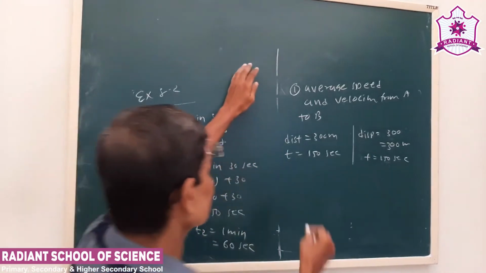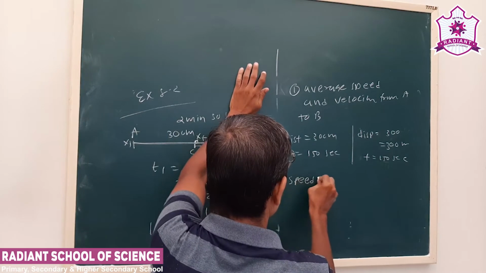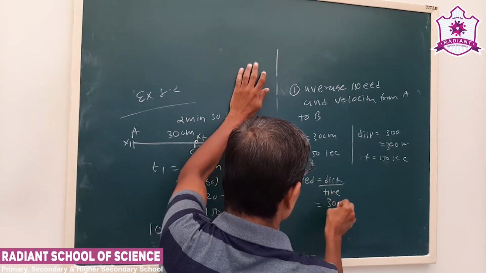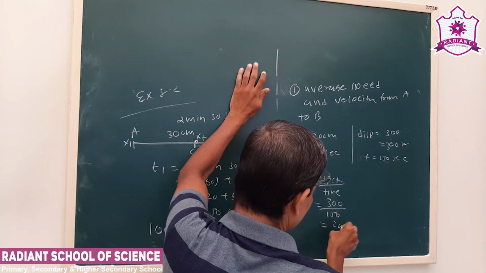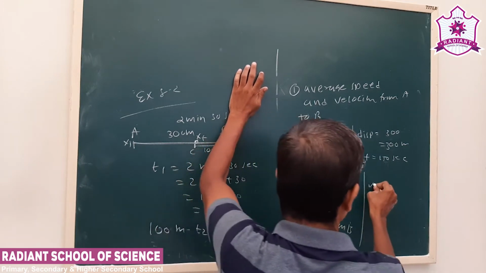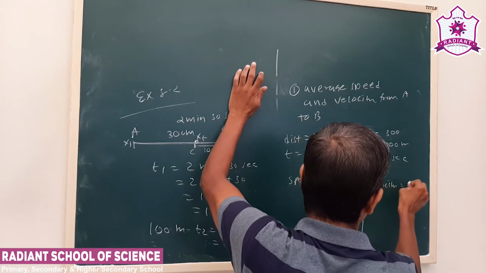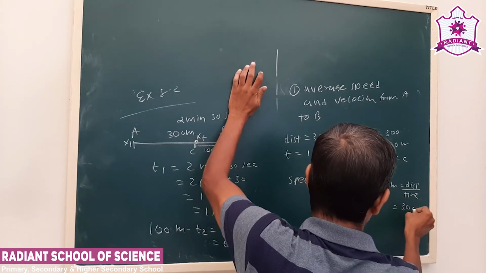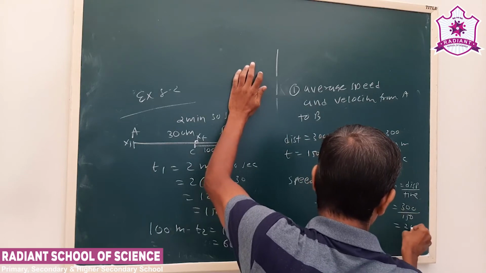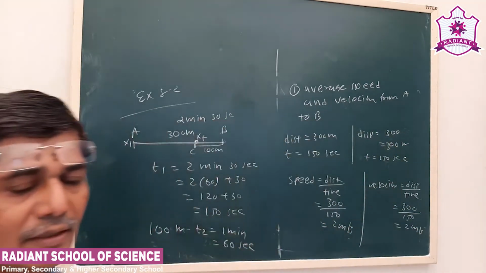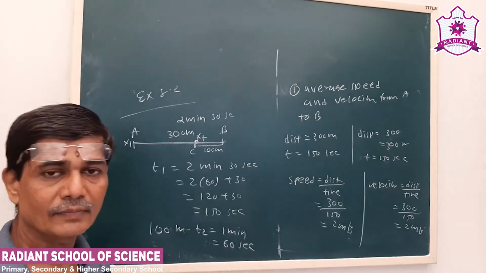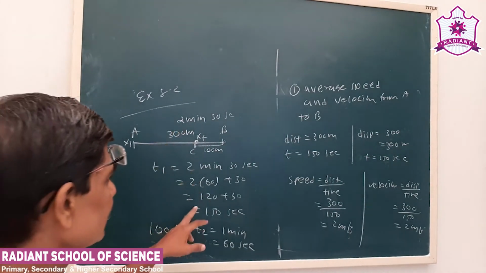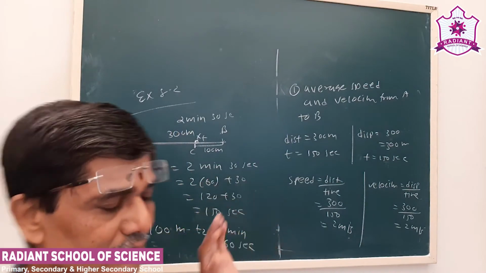Now here speed is distance upon time, which is 2 meters per second. Velocity is 300 upon 150. So this is the first part of the question: it moves from A to B, that is 300 meters in 2 minutes 30 seconds. So what is the speed and velocity?